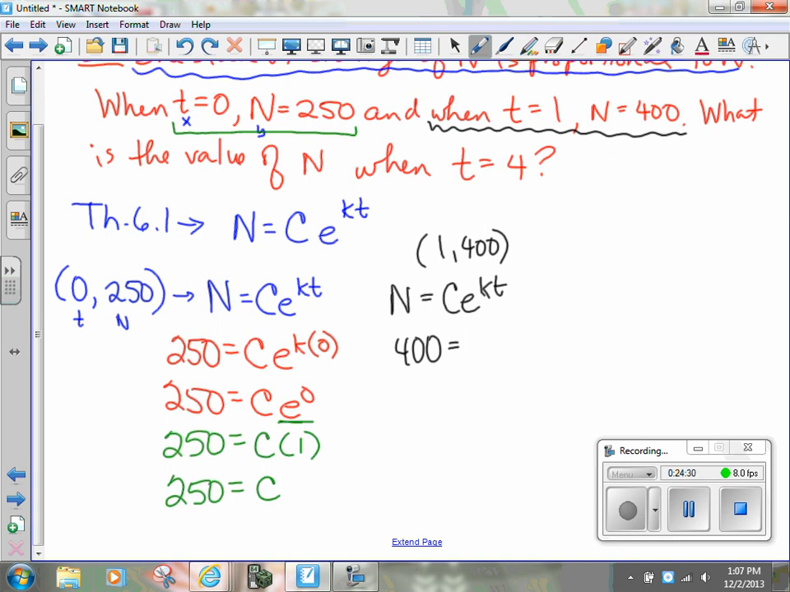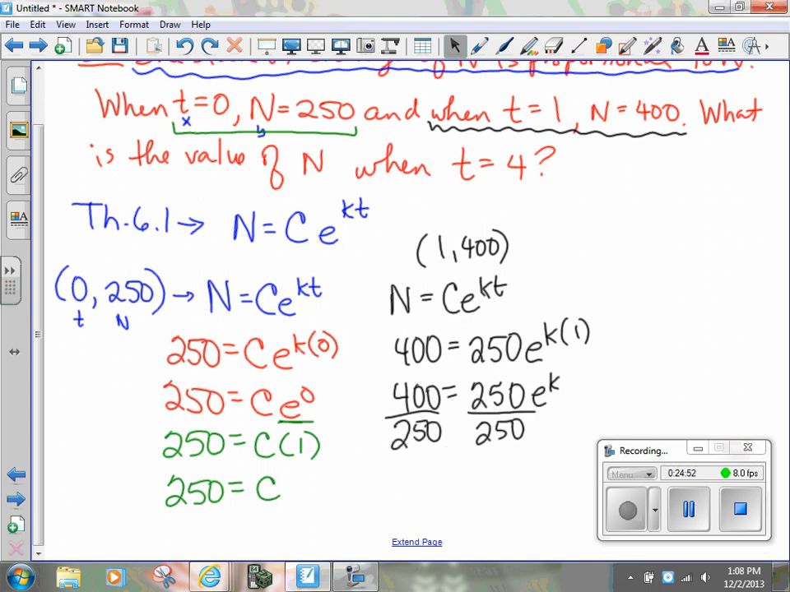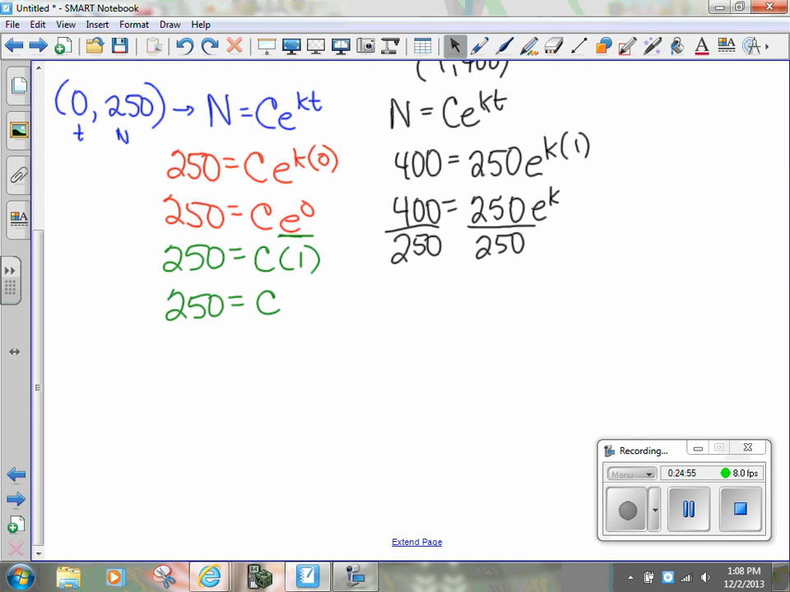This is the part that it kind of keeps filtering over into the next problem. e to the k times 1, right? You divide by 250, which is right. Not yet. What do I have? 400 divided by 250 is 8/5, isn't it? And now what? Not yet. ln both sides. Why?